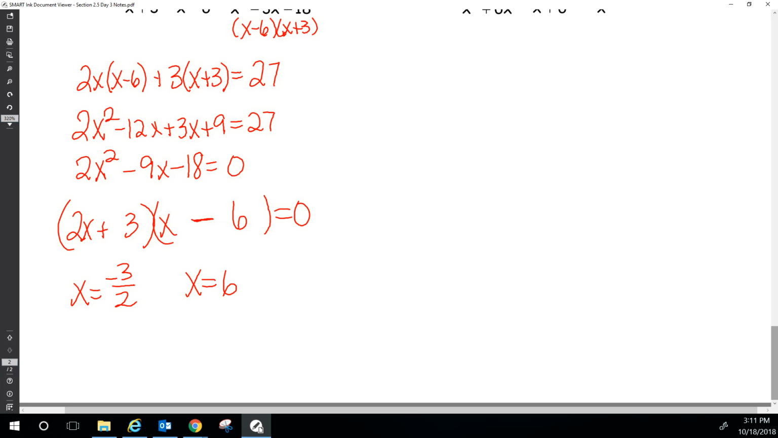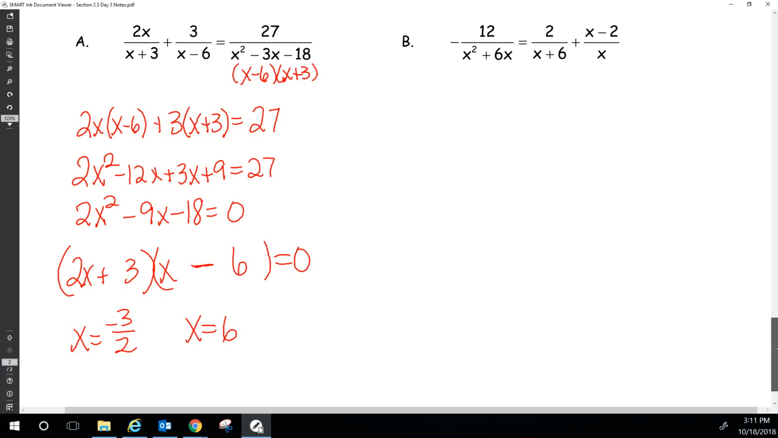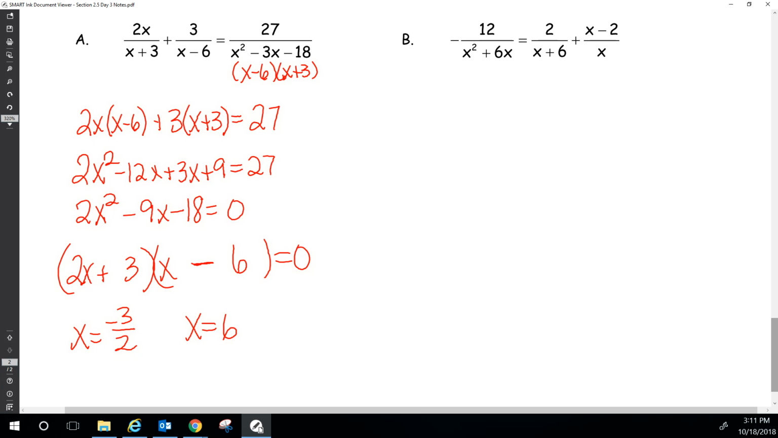What do we have to do at this point? Hopefully you're screaming at home saying, check those solutions, make sure I don't have an extraneous. What happens when we plug 6 into this fraction or this fraction here? I get 0 in the denominator. So x equals 6 is not a solution. My only solution is negative 3/2.